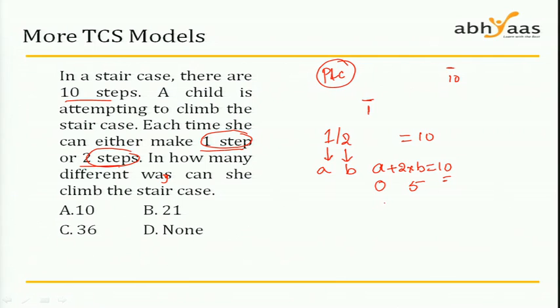The other way is, suppose she takes 4 2-steps, then the number of 1 steps she needs to take is another 2. Similarly, let's assume she takes 3 2-steps, the number of 1 steps she needs to take is 4. Let's say she takes 2 2-steps, the number of 1 steps she needs to take is 6. Let's say she takes one 2-step, the number of 1 steps she needs to take is 8. Let's say she completes everything in 1 steps only, then she has to take 10 1-steps, and the number of 2-steps is 0.